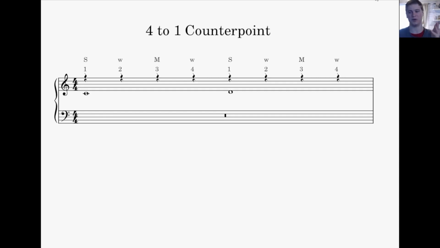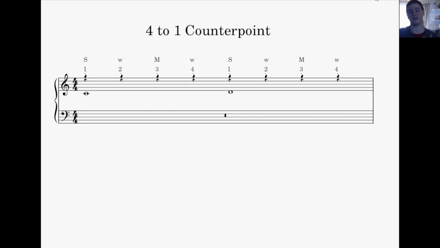Okay, so 4-to-1 counterpoint. This is written in quadruple meter, usually in 4/4 as you see here, common time, but it's any ratio of 4 notes over 1 note. In a quadruple meter, of course, your first beat is your downbeat still, your second beat is a weak beat, and your fourth beat is also a weak beat.